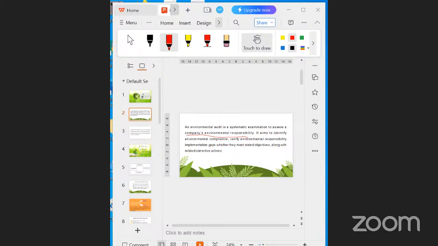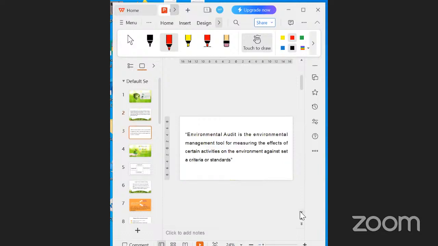It is the examination of accounts of revenues and costs of environmental and natural resources, their estimation and depreciation, and values recorded in the books of accounts. So this is the overview of environmental auditing. Now, environmental audit is an environmental management tool.